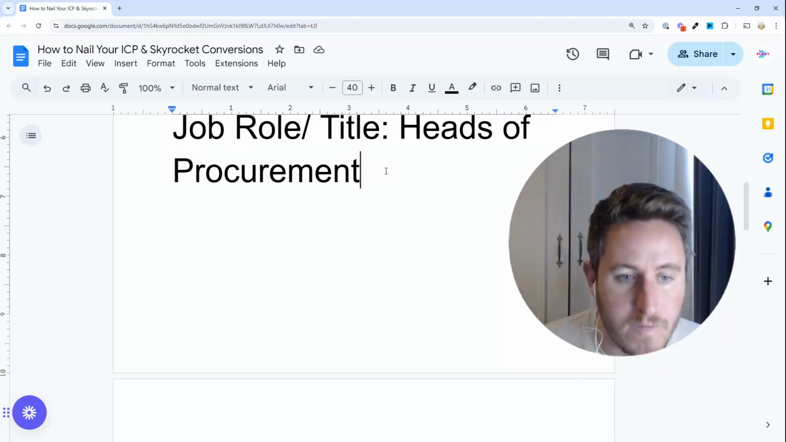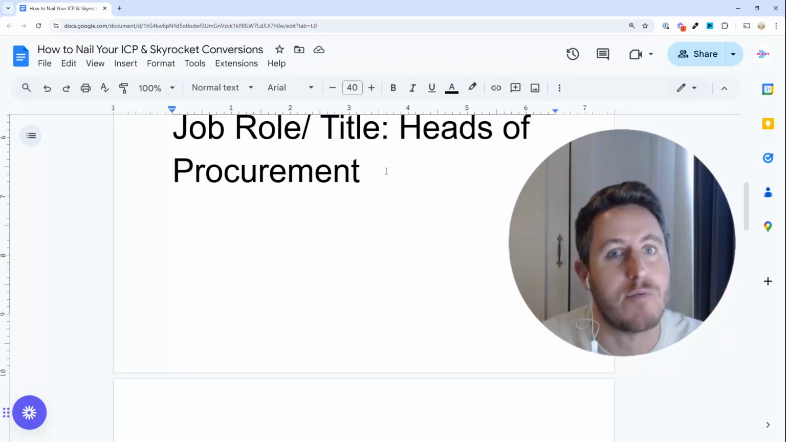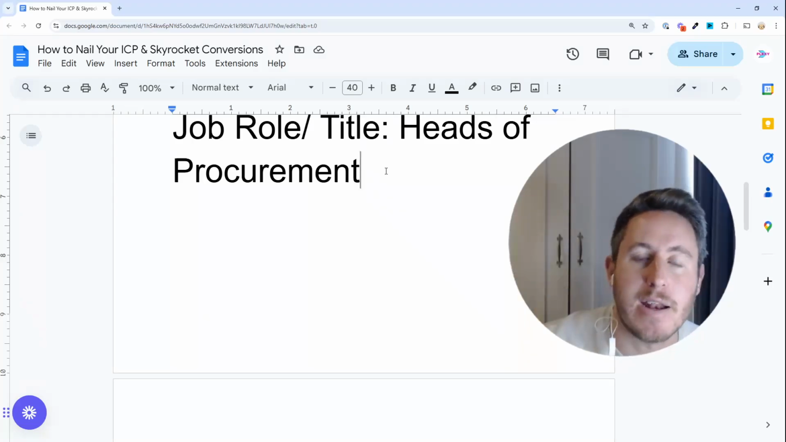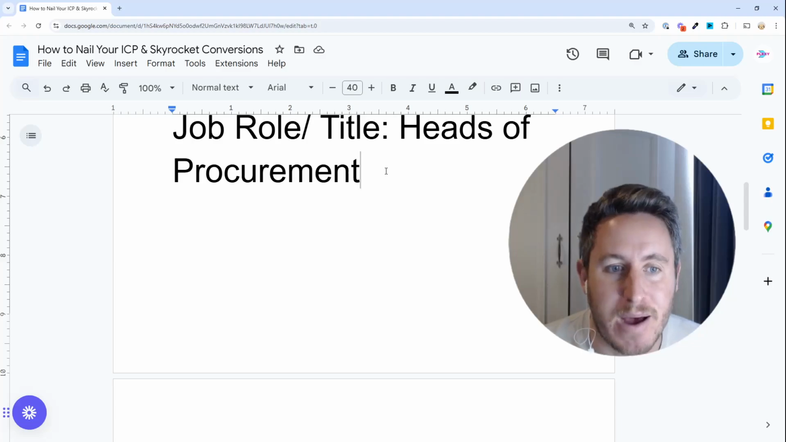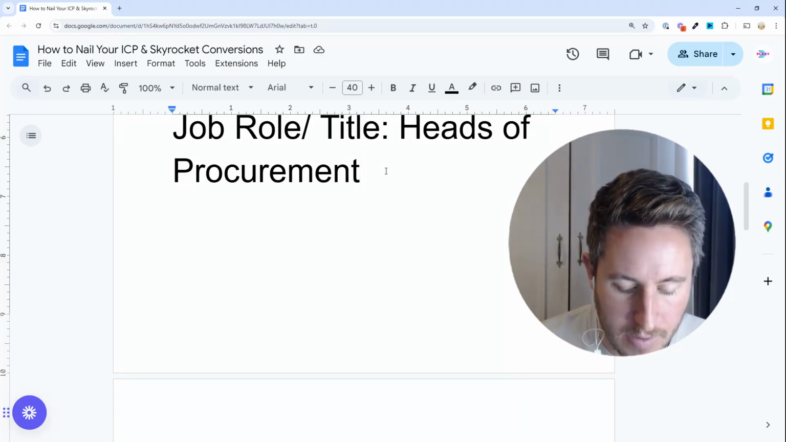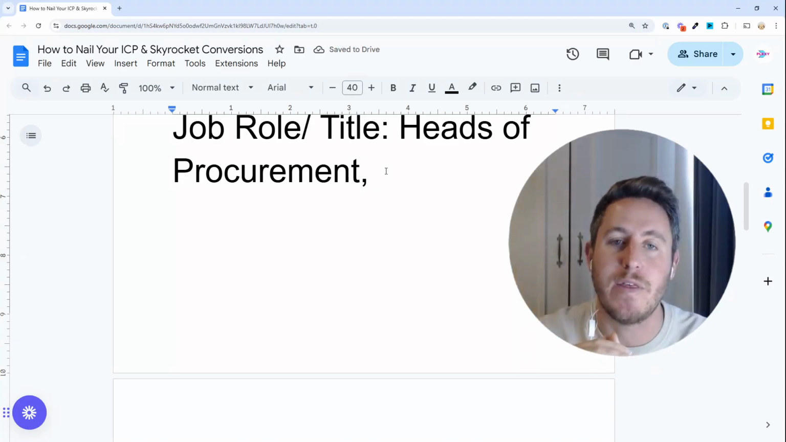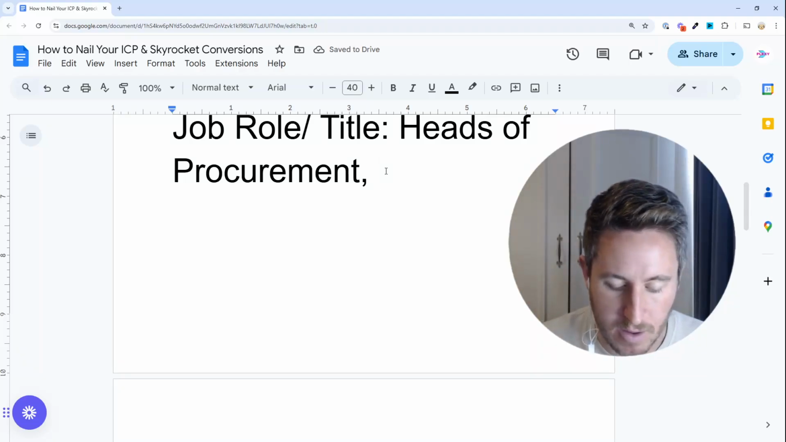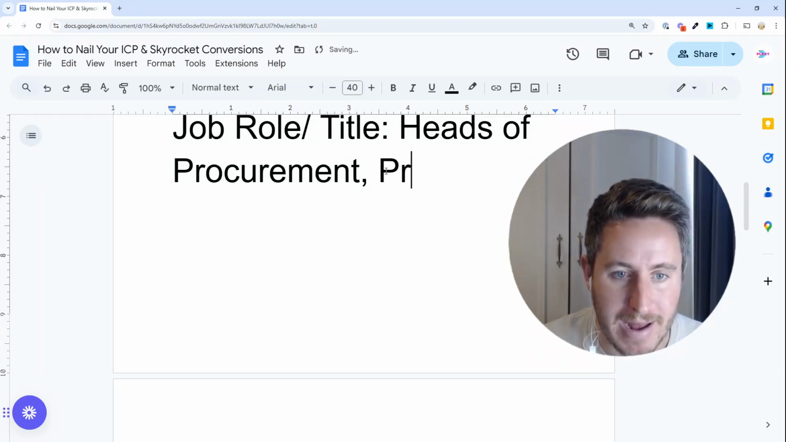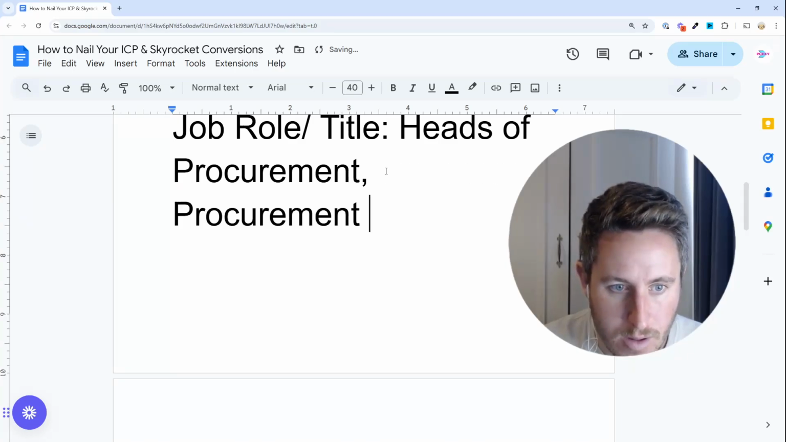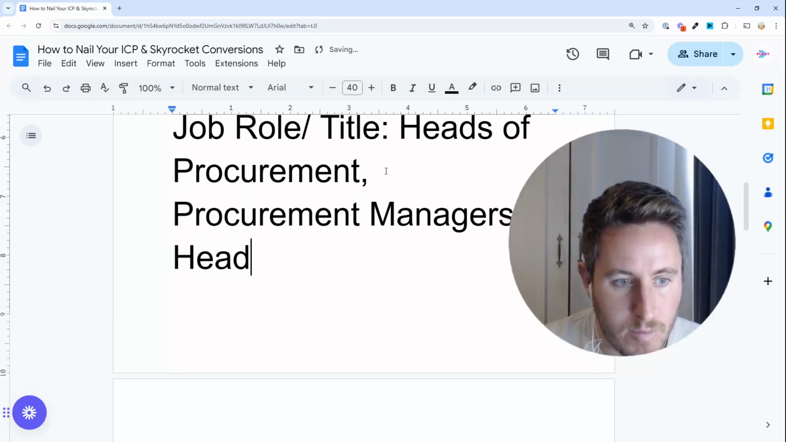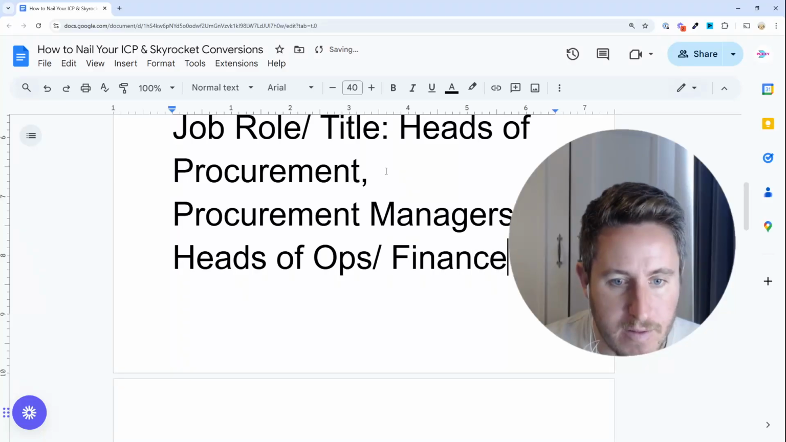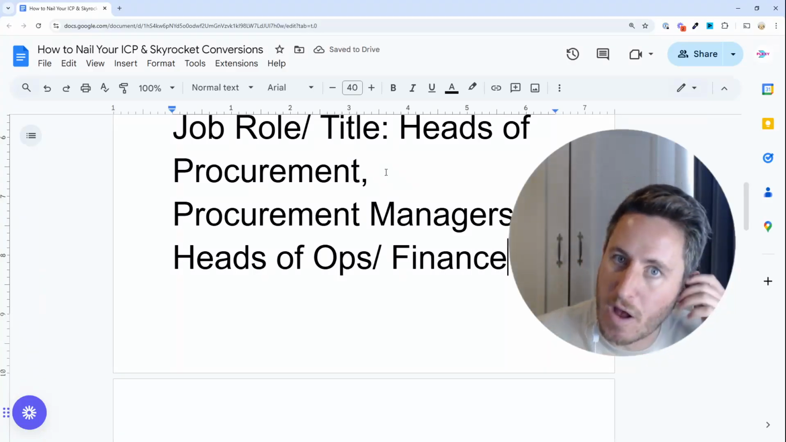I'd obviously list this out more for this particular example, and they just want to speak to the heads of procurement, senior leadership, heading up procurement departments with serious purchasing power for this example. But in another example, you might want to play around with the seniority here. You might want to include procurement managers. You might want to include heads of operations or finance, heads of ops, finance. List out whatever job roles or titles are relevant for you.